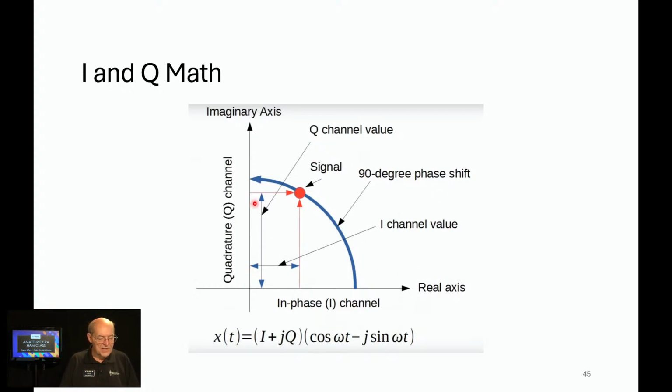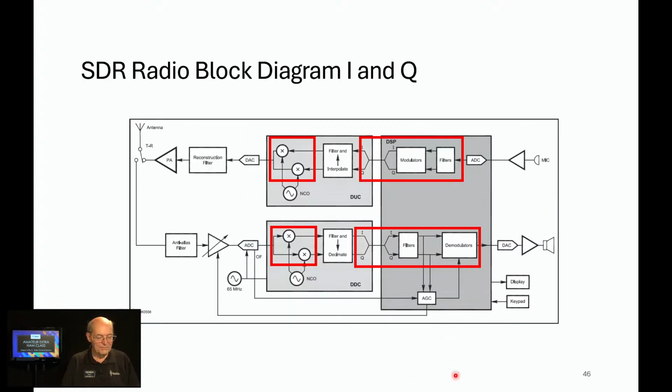So they use the same kind of math. We saw it in complex impedance. It's also used, I and Q math, in software-defined radios. You don't need to understand all of this. So a little bit more now. In this case, we're going to be focusing on the I and Q signals. So I've blocked those out in red.